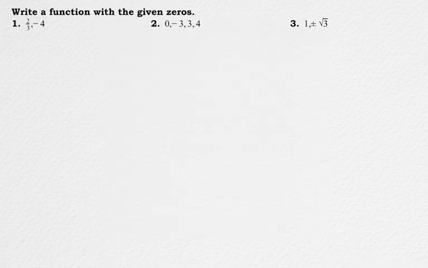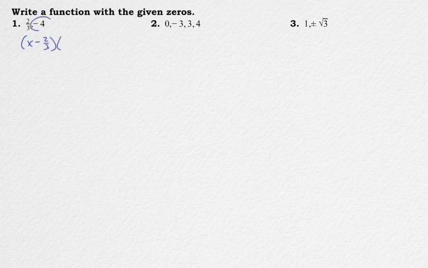Here we're going to look at very different types of problems. So it says write a function with the given zeros. Well, if 2/3 is a zero or a solution, that means x minus 2/3 would be a factor that that solution would come from. If -4 is a solution, that means x plus 4 would be the factor that comes from.